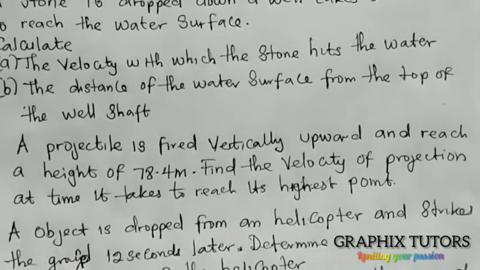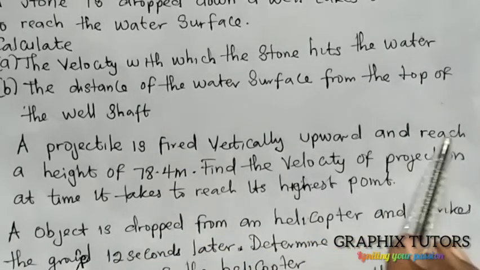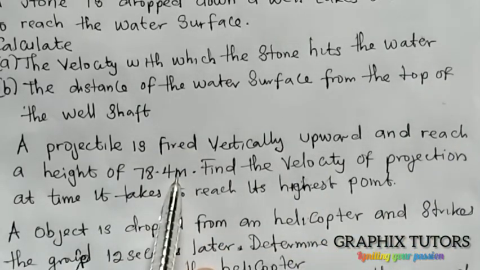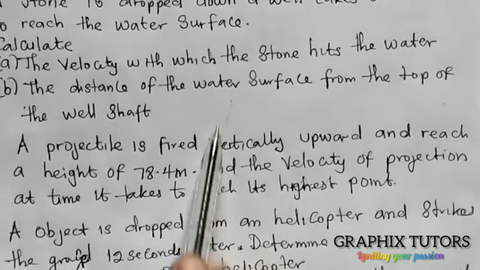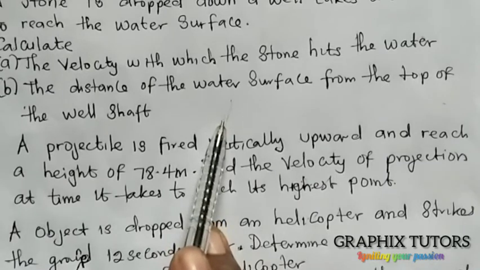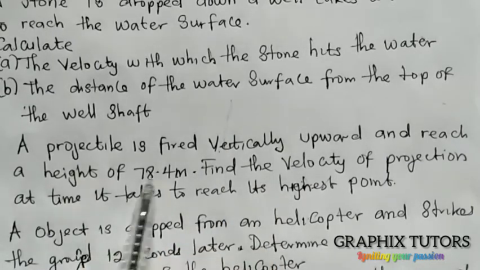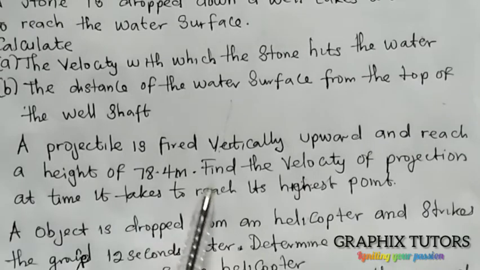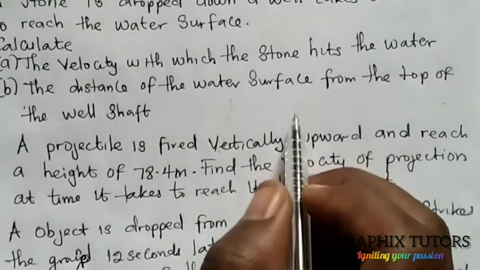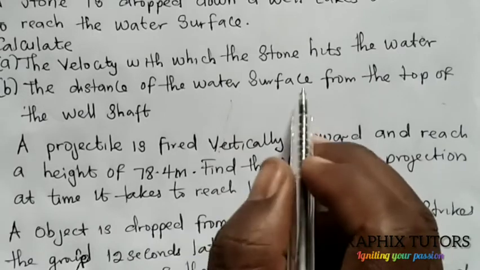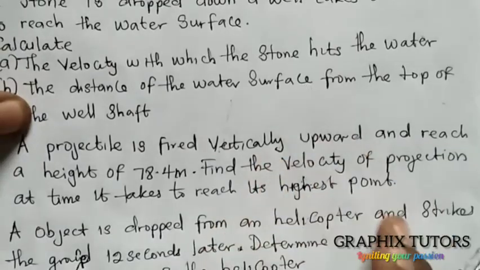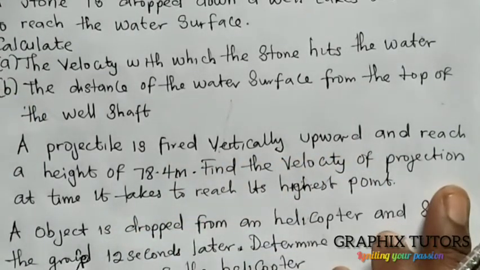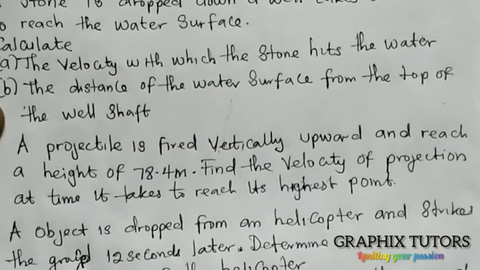It says a projectile is fired vertically upward and reaches a height of 78.4 meters. Now, since the object is fired vertically upward, one thing you need to notice is that it is opposing gravity. So our G is minus 9.81. Then the vertical height is 78.4 meters. And since it's going upward, our initial is U, our final is V. Starting point is always U, ending point is V. So just try that particular question. We'll meet in our next video.